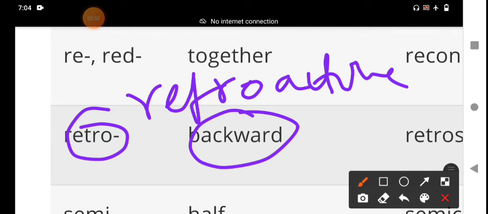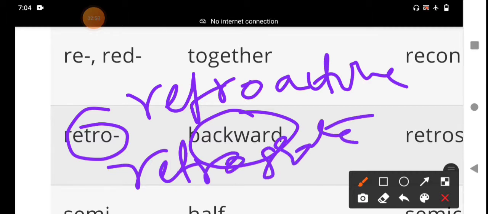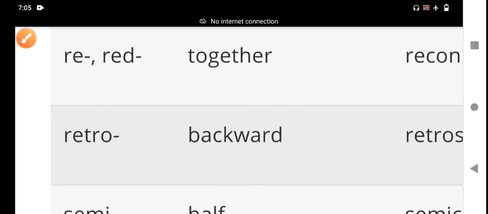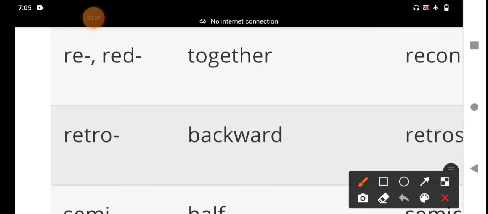And the next word is retrograde. The prefix, we are adding at the beginning of the main word. Grade, that is the main word. We are adding retro. Retro means tending towards an earlier or worse condition. Retrograde means this. And then next word, we should observe here, retrogression.